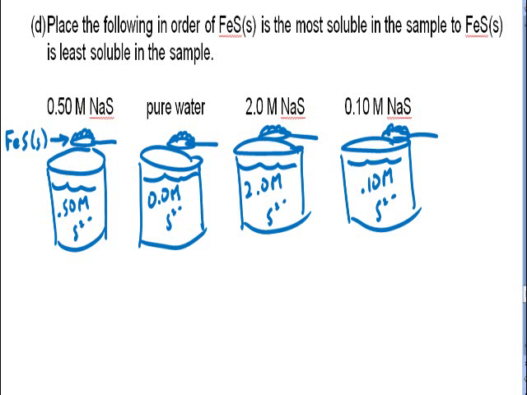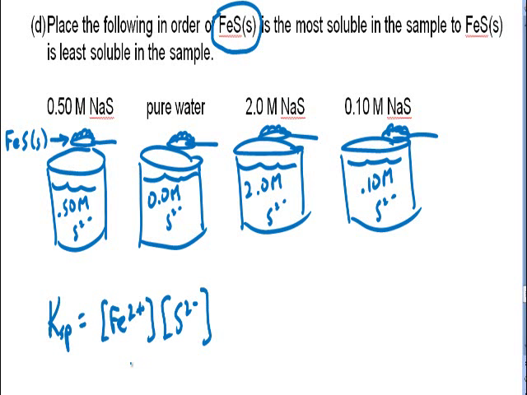Taking this now another step, if we were to take some iron sulfide solid and add some iron sulfide solid to different solutions, depending on the amount of sulfide ions or iron ions present in the solution, that can affect the solubility of the iron sulfide. The Ksp expression for iron sulfide is Fe2 plus concentration times S2 minus. Our first solution is something that's 0.5 molar sodium sulfide. So this already has present 0.50 molar sulfide ions in the solution.